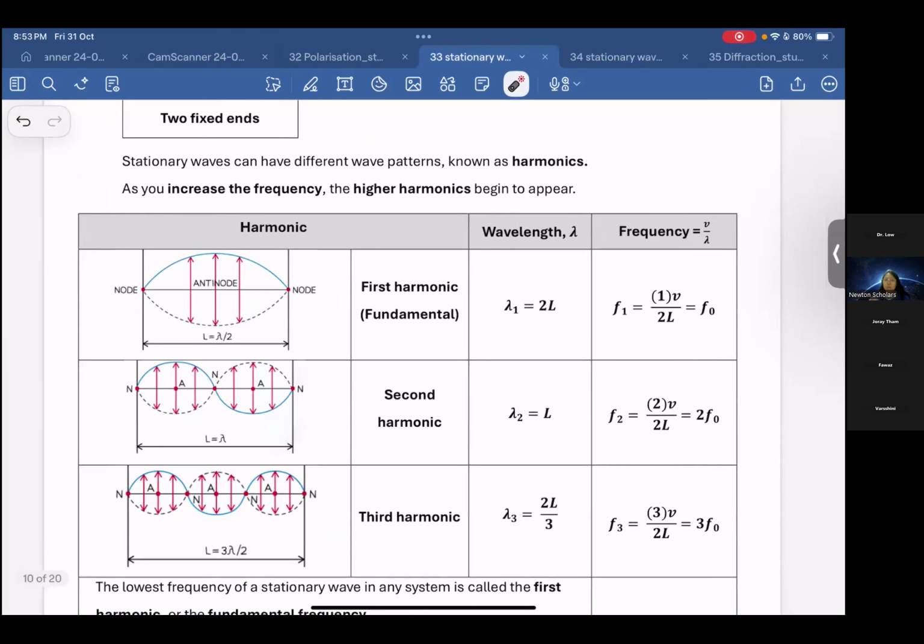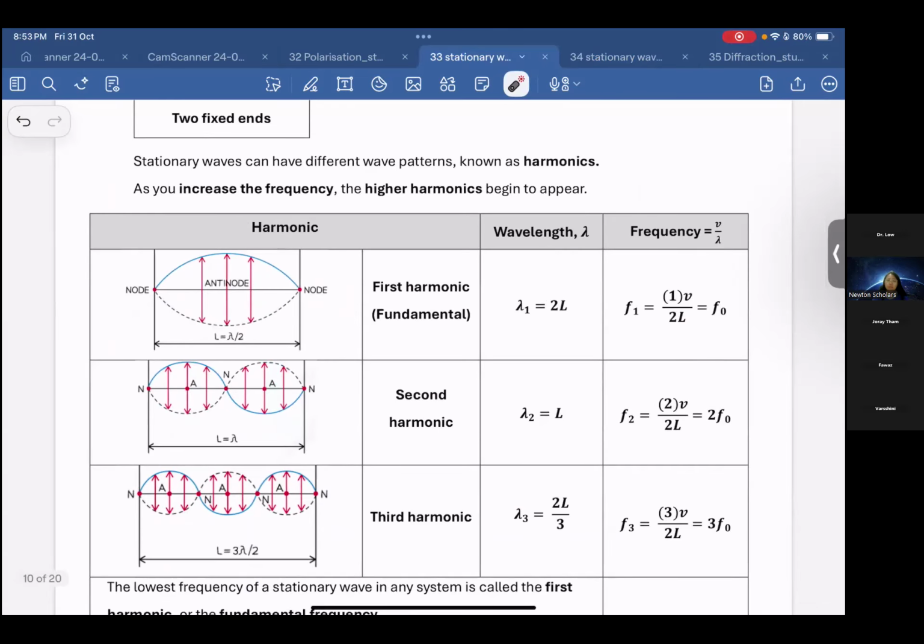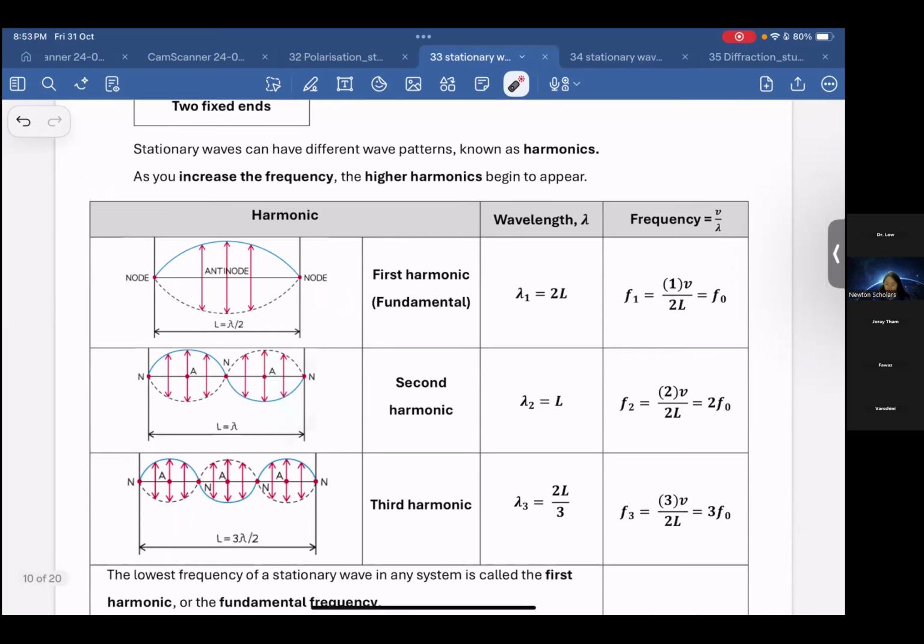First case is both fixed ends. Both ends are closed, or we say fixed, okay? So at here, they must be nodes. So we adjust. A stationary wave can have different wave patterns that we call harmonics. That's why I just now told you first harmonic, second harmonic, third harmonic, okay? As you increase the frequency, you are increasing the harmonic.